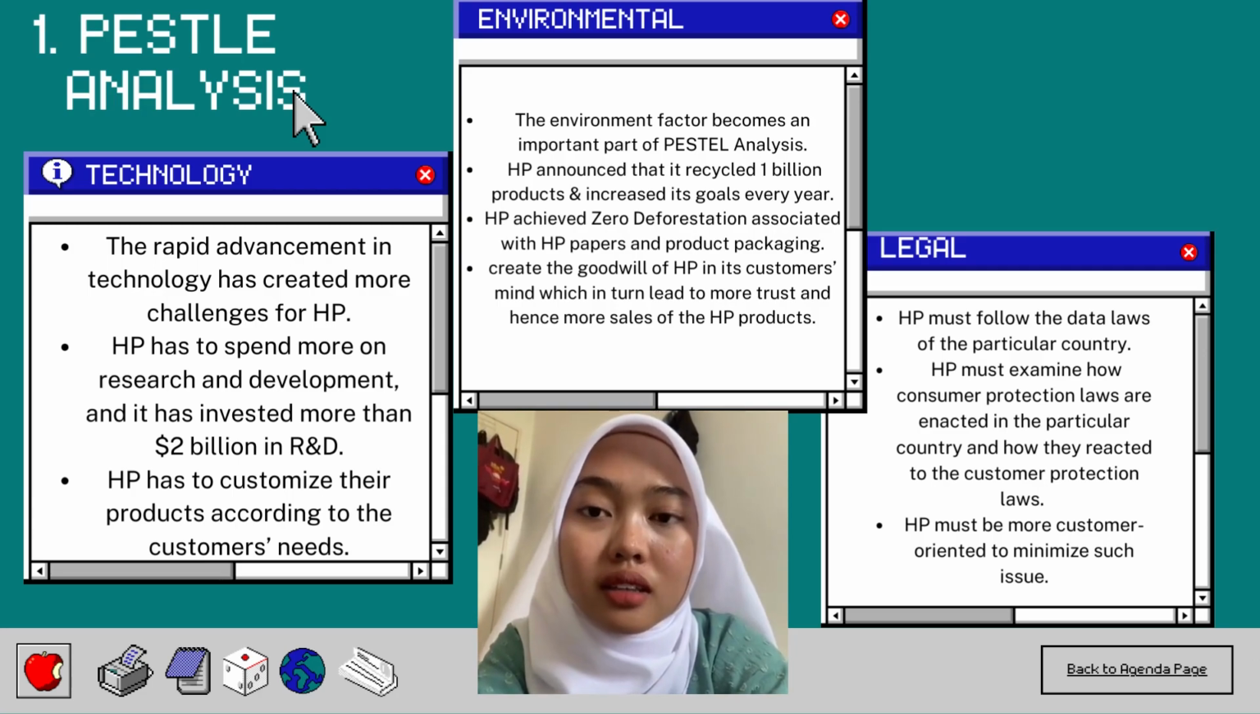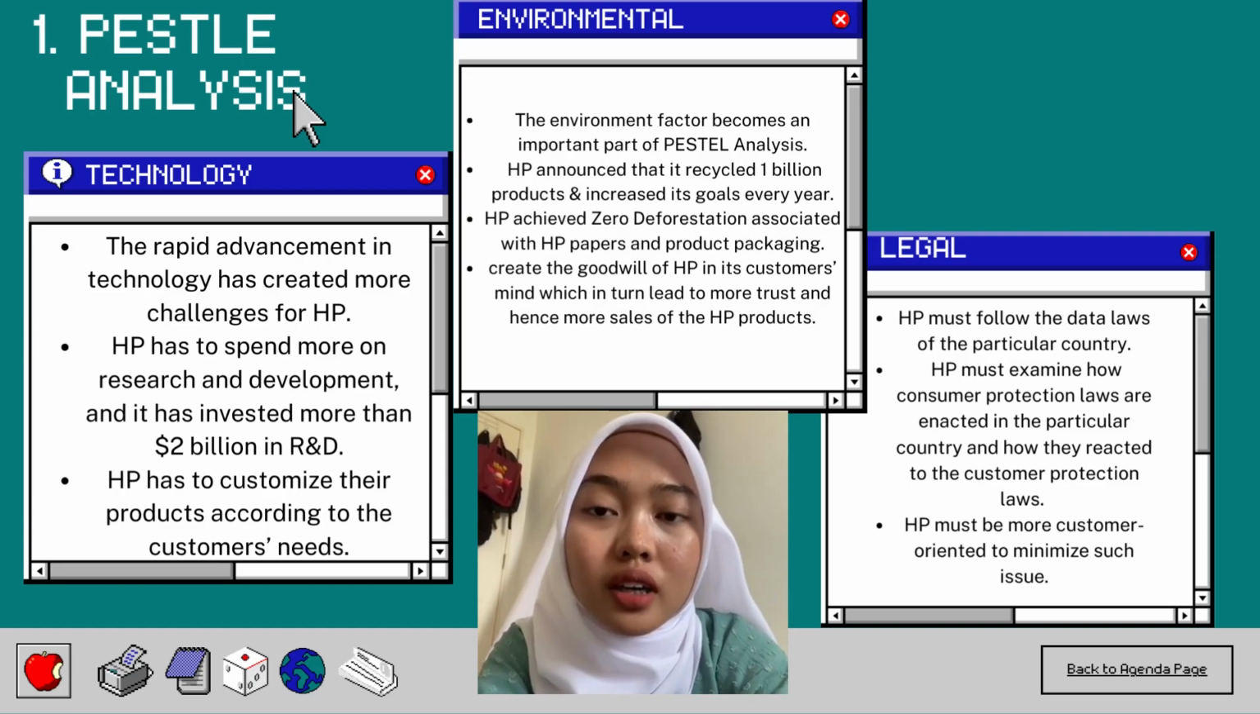Next, for legal, before entering a new market or even when changes occur in the policies of a government, it affects the business directly.